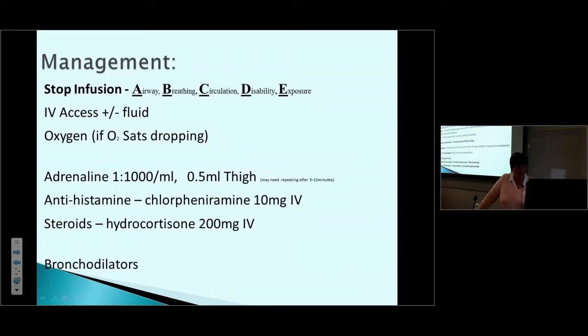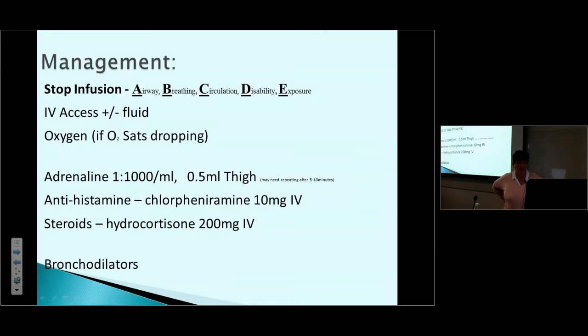So what do we do? Management. So as we're going around, if they're on an infusion, stop the infusion. Then instigate our ABCDE, so looking at doing our assessment. Now I think as nurses, and certainly as more experienced nurses, we're probably multitasking and doing things at various levels and going through the process in various formats.